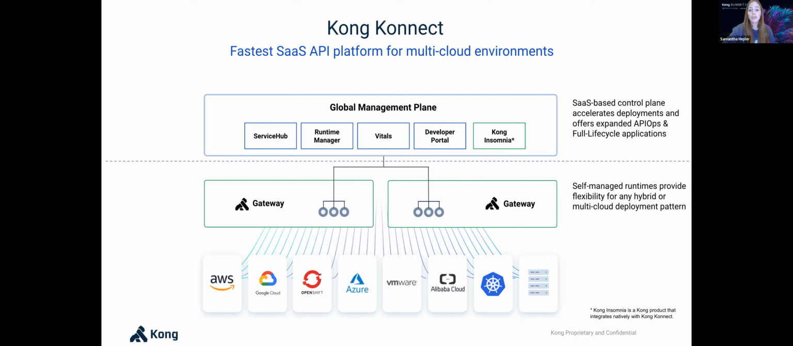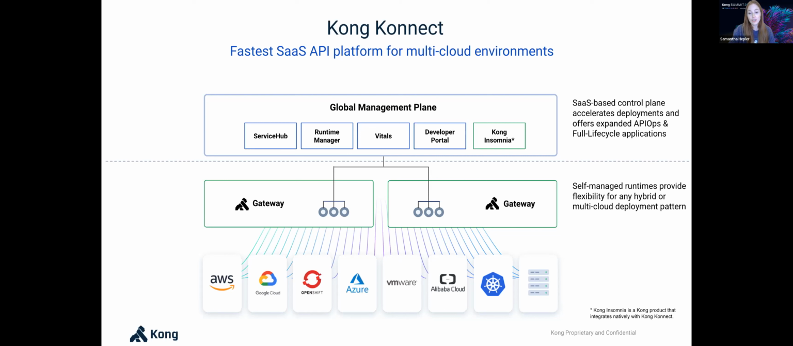And on top of the world's fastest gateway and streamlined runtime management, we also offer a set of SaaS apps that provide additional value to your organization. Let me take you on a quick overview of what those are, and that's what you're going to see here in the global management plane. Quickly, Service Hub is that internal service catalog, allowing a 360 view of all the services within your API ecosystem and the associated documentation, API spec, as well as those implementation details.